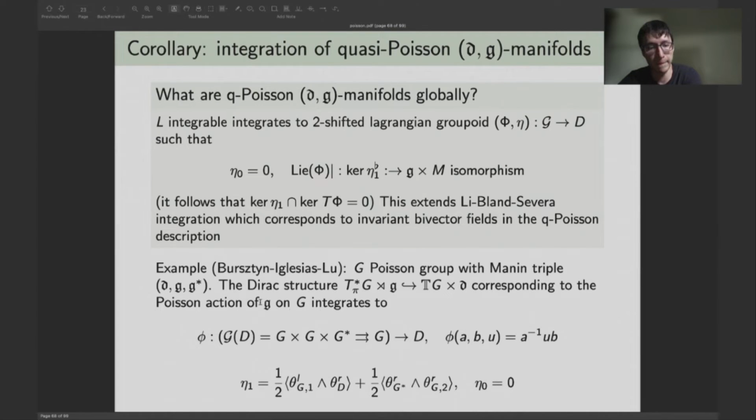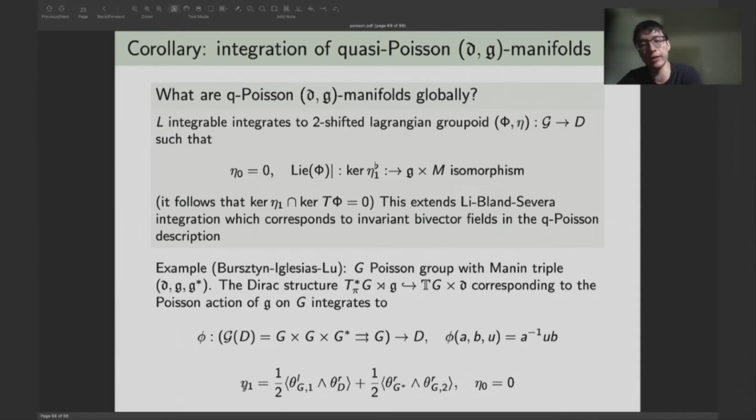We can consider the action of G, the Lie group of a Poisson group, on itself by right or left translations. And then this action is Poisson. So we can cook up the associated Dirac structure, which turns out to be given by an action Lie algebroid, in which the Lie algebra that's acting is the double of the Lie bialgebra. And the integration turns out to be simple. It is just the product of the pair group on G with the dual Poisson group.